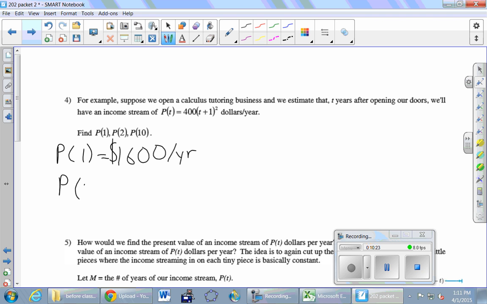Let's find P of 2. It's not that we just made 1,600. It's that money is coming in at that rate. But at P of 2, how much is this one? That's $3,600 per year. And then 48,400.